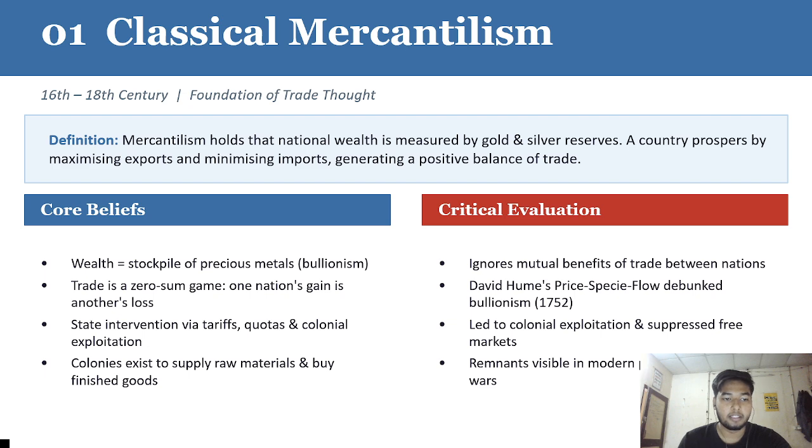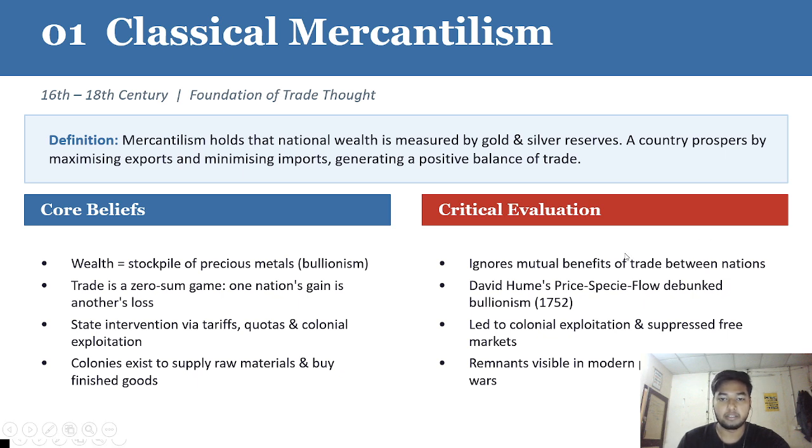Second, trade is a zero-sum game. One nation's gain is another's loss. Third, state intervention via tariffs, quotas, and colonial exploitation. Fourth, colonial access to supply raw material and buy the finished goods.